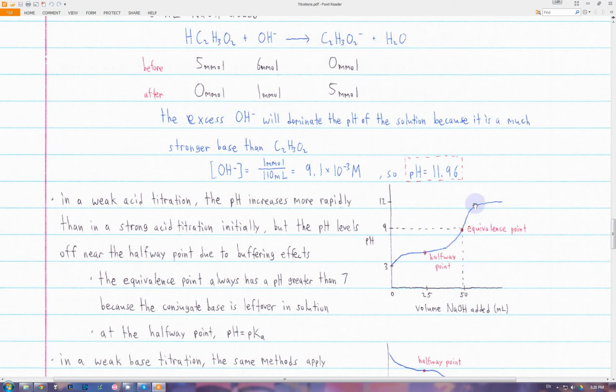Then up to the equivalence point, which is always greater than 7 due to the conjugate base of the weak acid that remains in the solution, the slope here is not as steep as in a strong curve. And remember that at the halfway point, the pH is equal to the pKa of the weak acid.